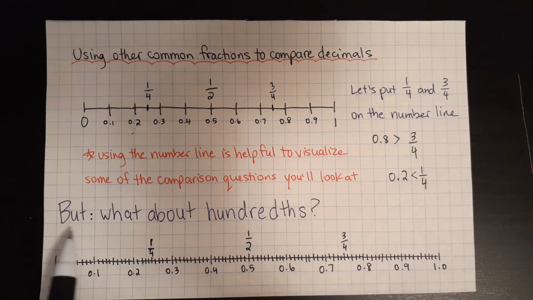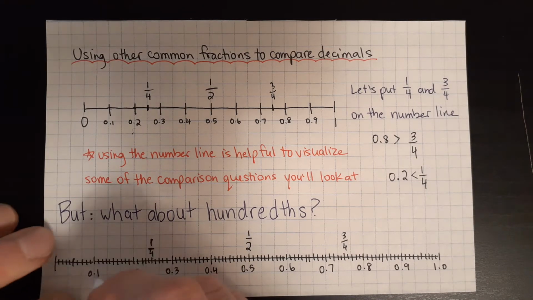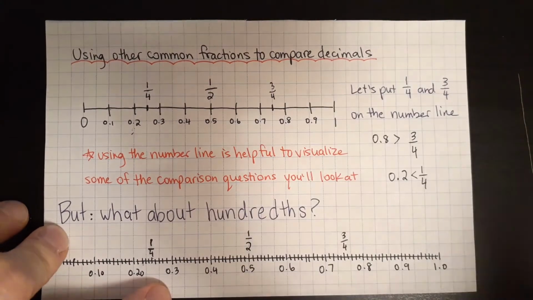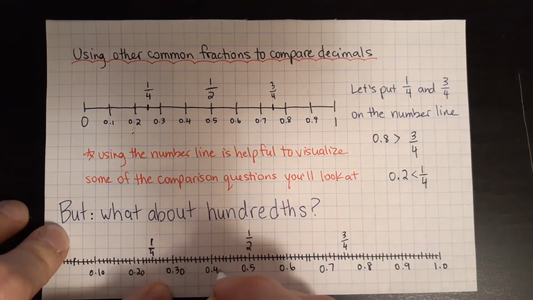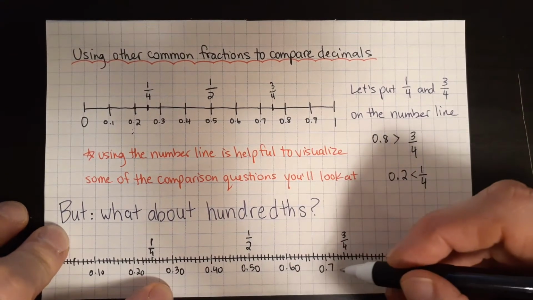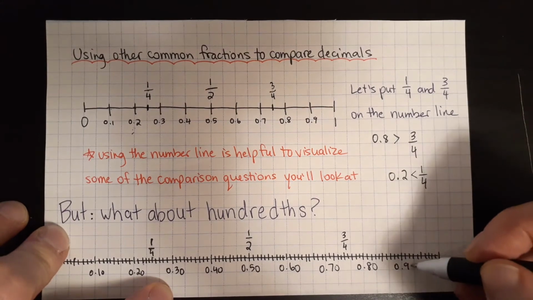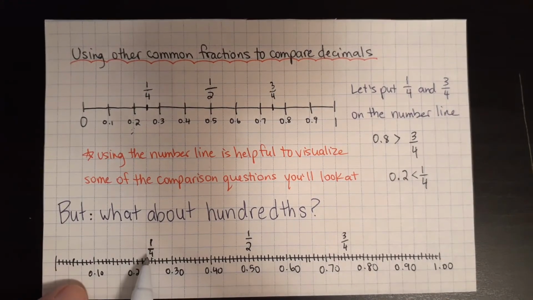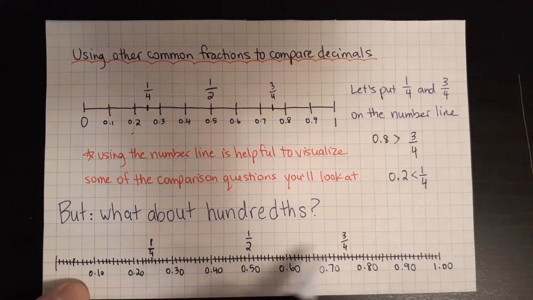Now, you might start asking, well, what about hundredths? What about numbers with 2 decimal places? And so I should probably make that a little clearer here. I have my number line, and it's actually divvied up into 100 little sections. There we go. And then I've also put on what we're calling our benchmark fractions, right? So 1/4 goes right here, 1/2 goes right here, 3/4 goes here.